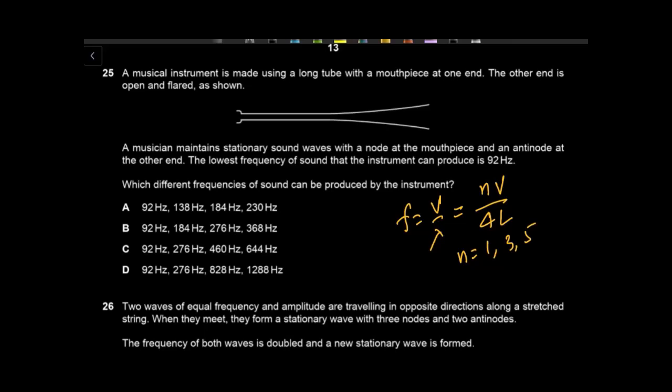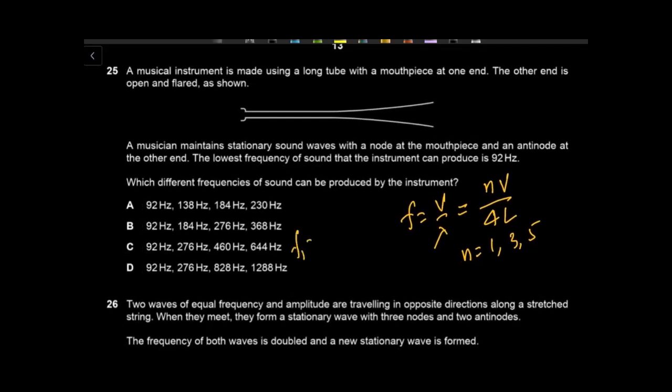So in the question, the lowest frequency of the sound is given, which is 92 Hz, which comes out to be for n is equal to 1. So f1 is equal to 92 Hz for n is equal to 1. f2 is equal to 3 into 92, which is 276. f3 is equal to 5 into 92, which is equal to 460.